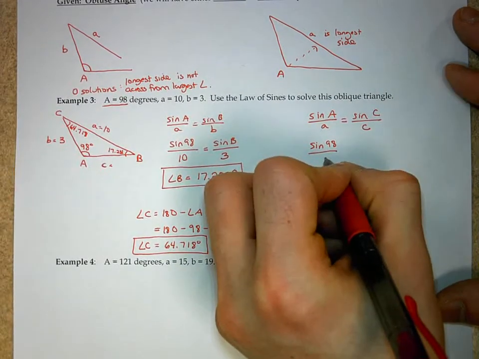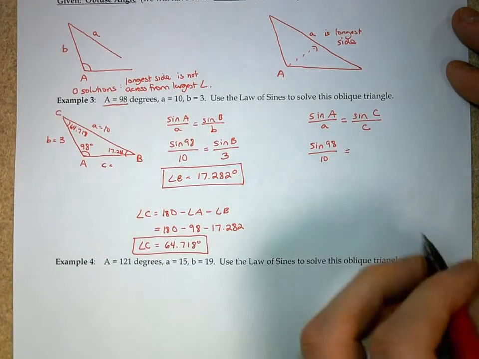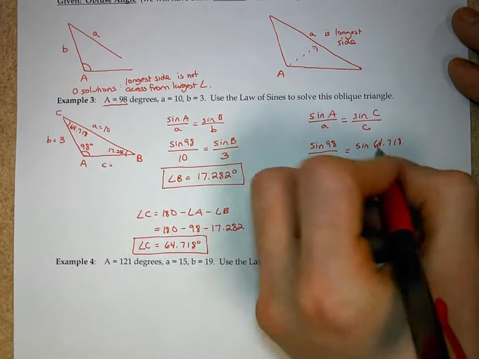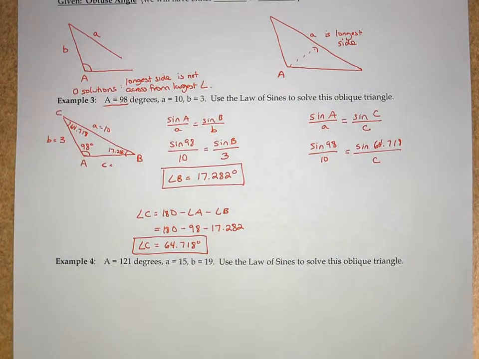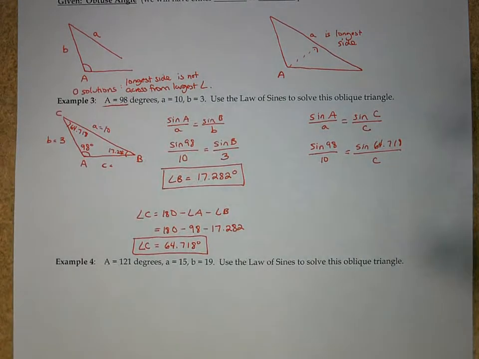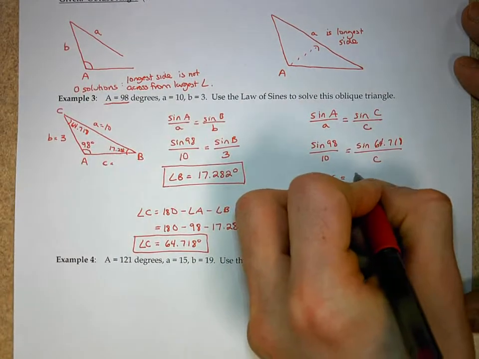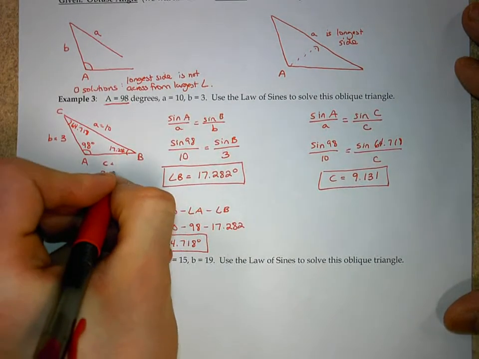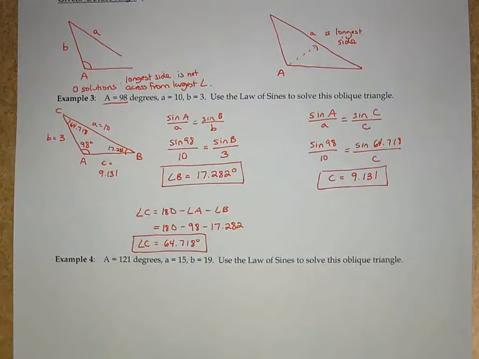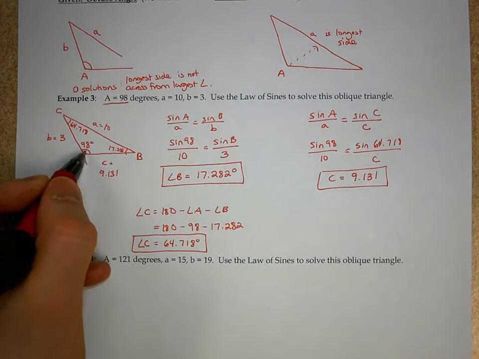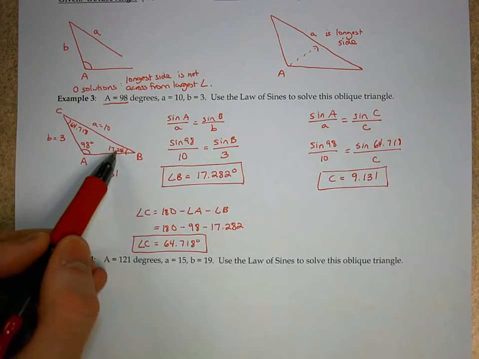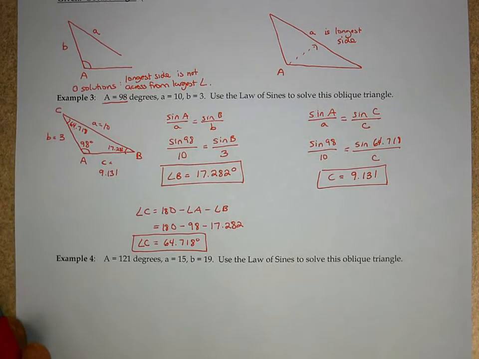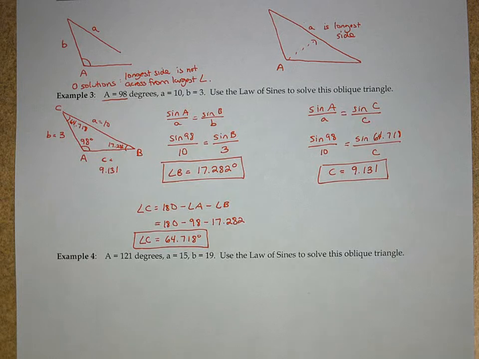So the sine of 98 degrees over 10 is equal to the sine of 64.718 over C. We'll cross multiply, divide by sine of 98, and we get side C is 9.131 units. And doing a quick check, I've got my largest angle across from the largest side, smallest angles across from the smallest side, and the medium-sized angles across from the medium length side. So it looks like I solved that triangle properly.